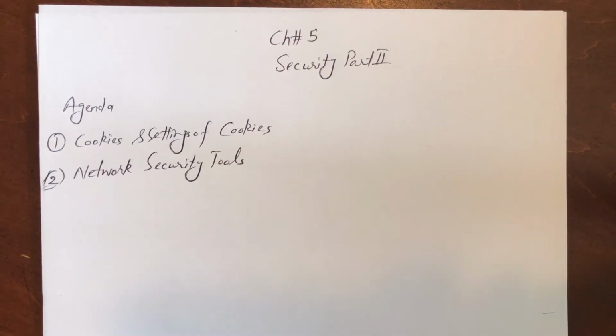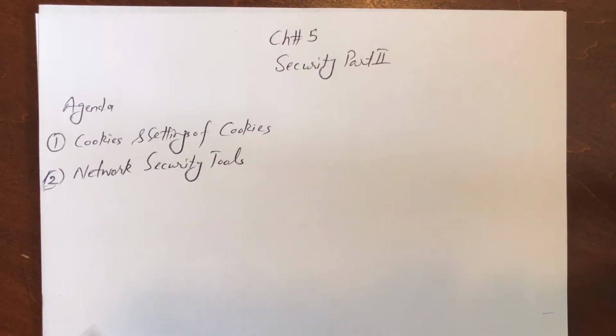Okay guys, so today we will talk about chapter 5 security part 2. So in the first part we discussed the different types of security crimes. We discussed the types of security threats, security attacks, and all those kinds of stuff. In this part we will discuss the privacy concerns or privacy issues regarding security.